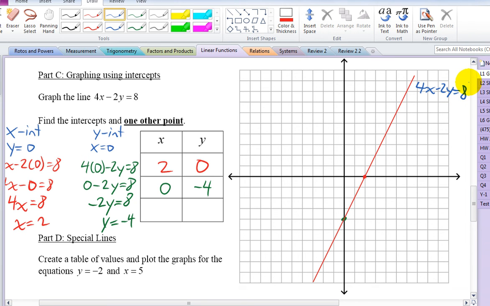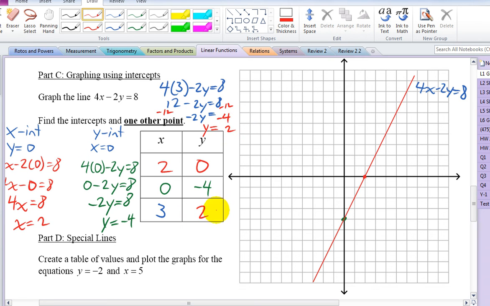Now we want a checker point. We want one more point to check to make sure we did it right. So let's choose something. Can someone choose a value for x? Roxanne? Sure. So x equals 3. Let's find what y equals. So we get 4 times 3 minus 2y equals 8. 12 minus 2y equals 8. Negative 2y equals, ooh, got a minus 12 here. So it'd be negative 4. So then y equals 2.